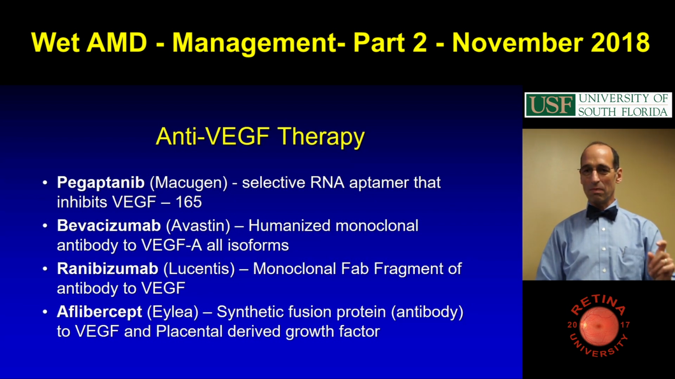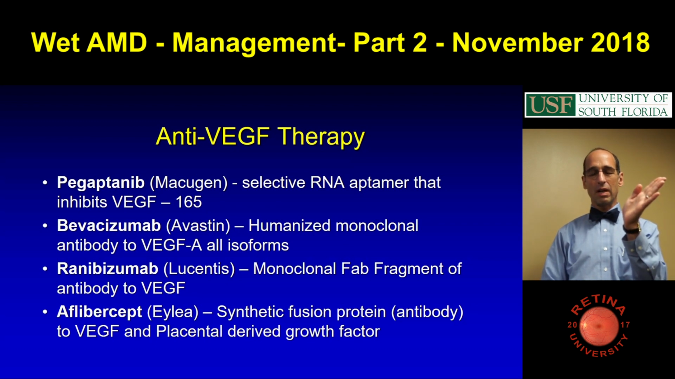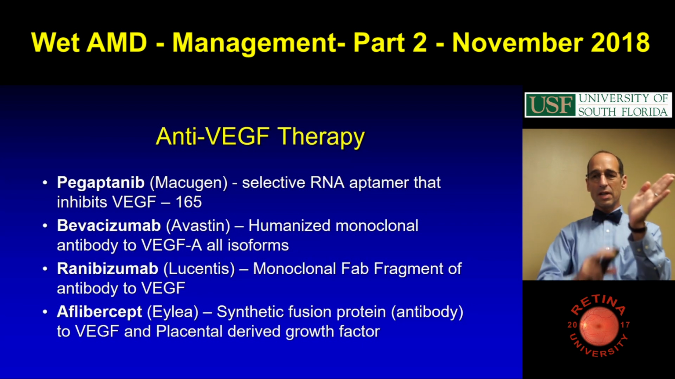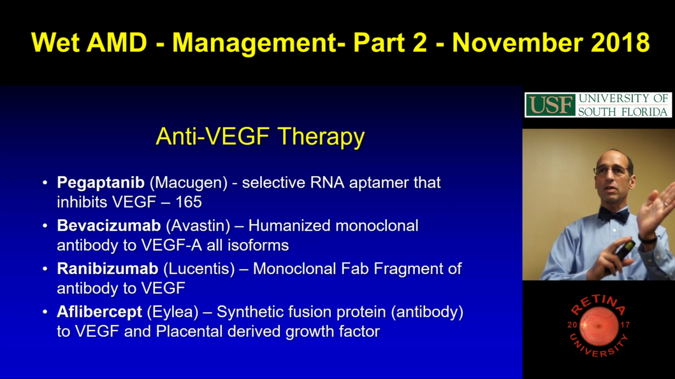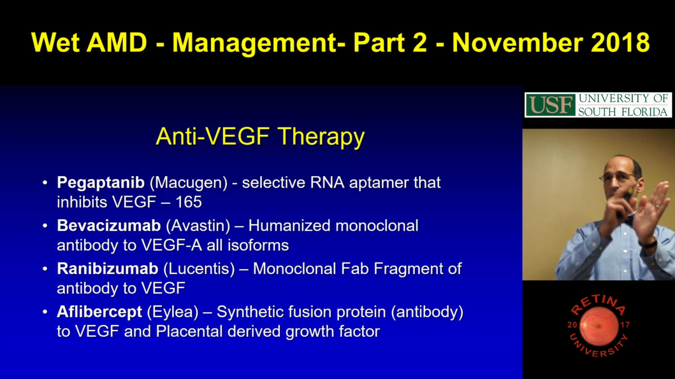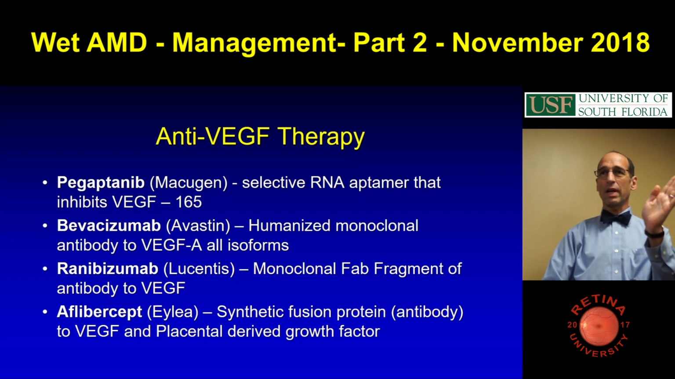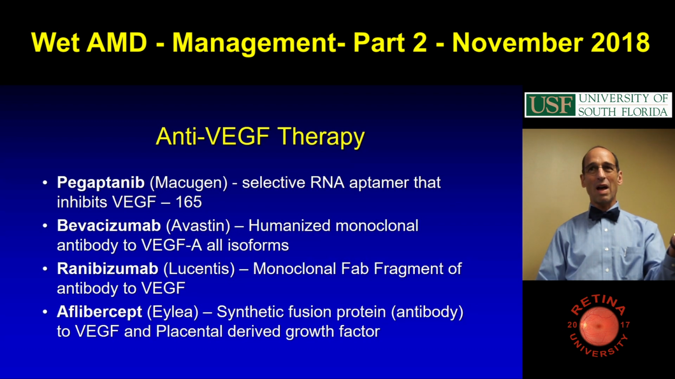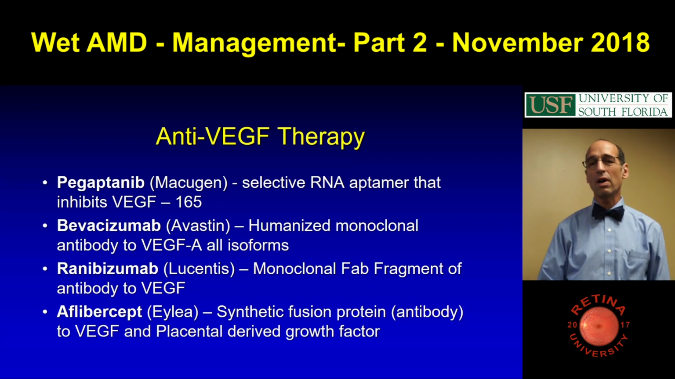Aflibercept is a fusion protein, which has one arm with the antibody to VEGF, one arm with the placental derived growth factor, and then it does have a tail that was put on it. So it looks like a full antibody, but it's synthesized, so it's not considered a monoclonal antibody because it's not made that way. That's why it's called a trap. But they all just attack VEGF.